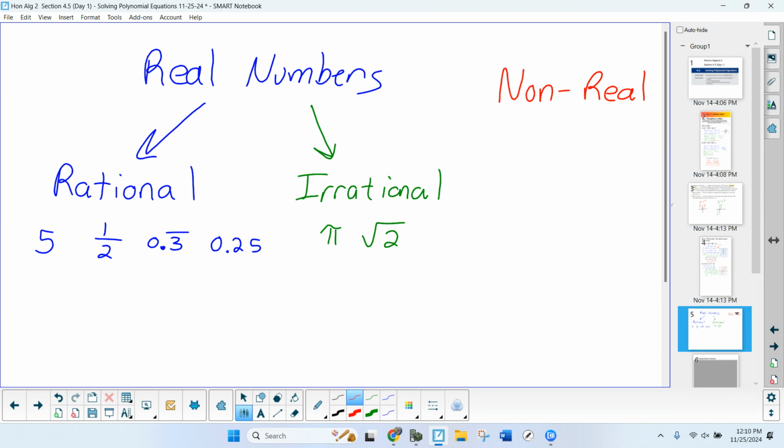What do non-real numbers have in them? An i. Good, Jordan. An i. Okay, so 5i, 2 plus 3i. Those would be non-real numbers. Anything that has an i.